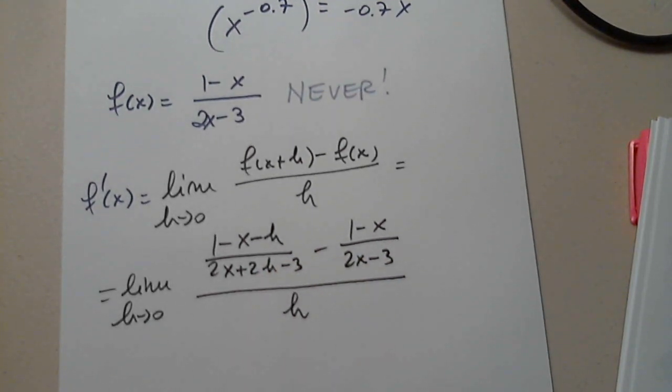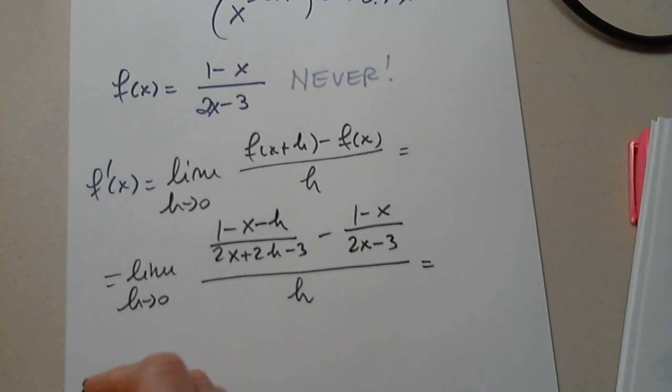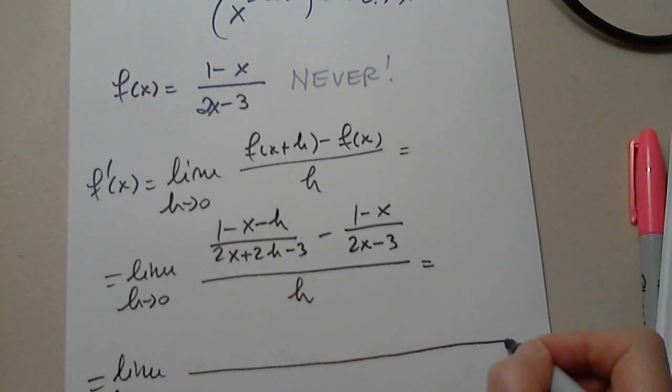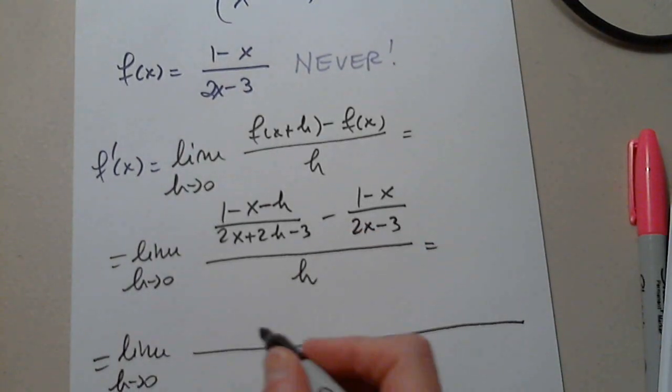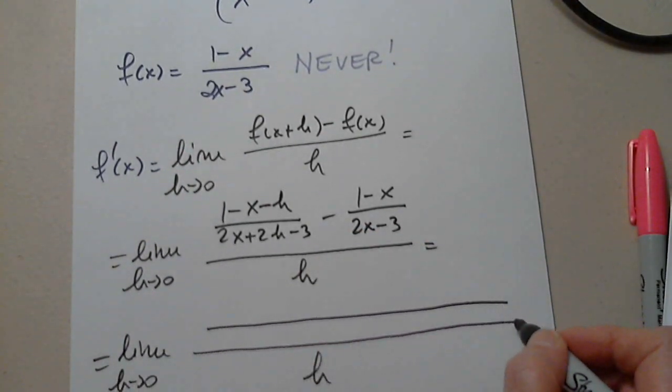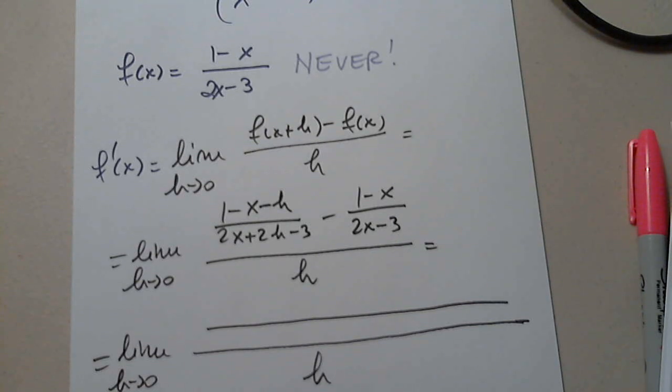This is a more complicated situation because of the function. The function is not easy to work with. Good. So then we have limit as h approaches 0. Can anyone give us the least common denominator?